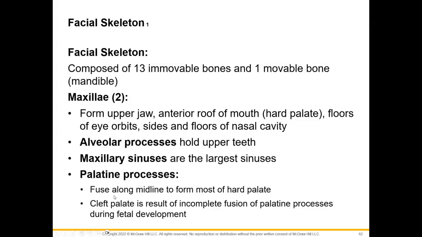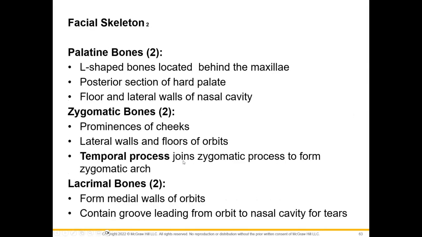Okay, the palatine processes fuse along the midline to form most of the hard palate. Cleft palate is a situation where you have incomplete fusion of the palatine processes during fetal development. So you've probably heard of people with cleft palate. The palatine bones are two L-shaped bones located behind the maxillae, forming the posterior section of the hard palate, and the floor and lateral walls of the nasal cavity.